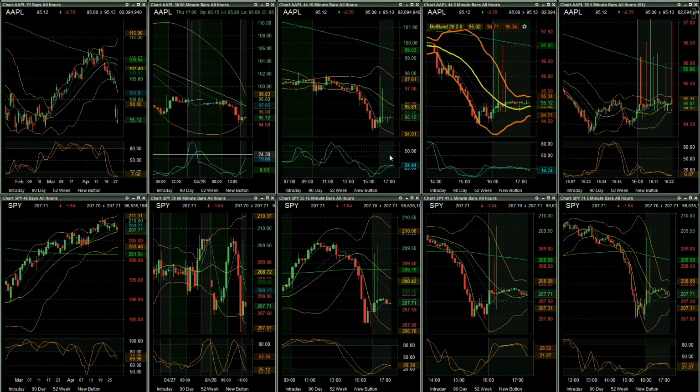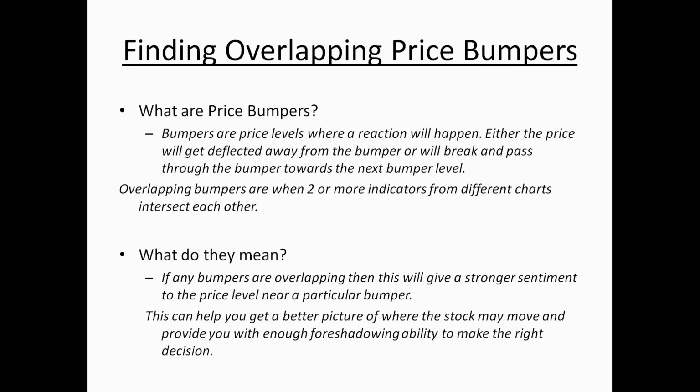And this is the great part. This is where you're going to start seeing things come even more into perspective and together. So what overlapping price bumpers mean is when you see a 5-period MA on the 1 minute at the same place as the 20-period moving average on the 15-minute, right? They're holding the same price level. Two different price bumpers on two different time frames holding the same price level gives an even stronger sentiment to that level. Does that make sense to people?